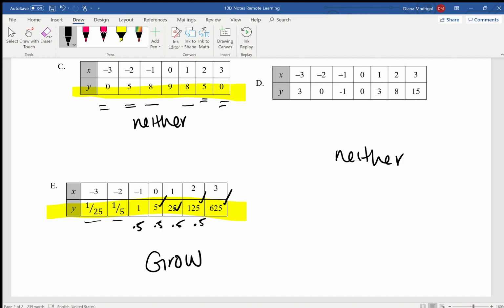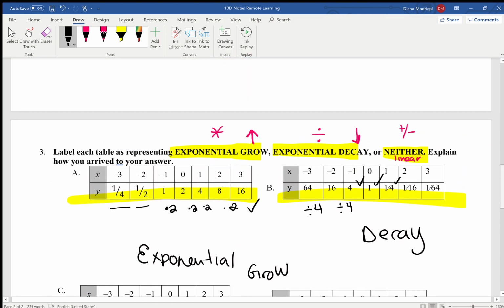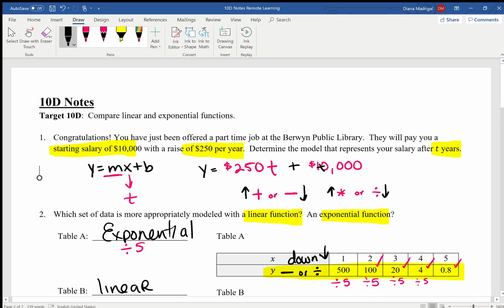And that's it. That is all we are doing for target D. We talked a little bit about exponential, and we were comparing linear and exponential. Alright, so hopefully this makes sense. Again, if you're not understanding something, make sure to ask your teachers when you meet with them.